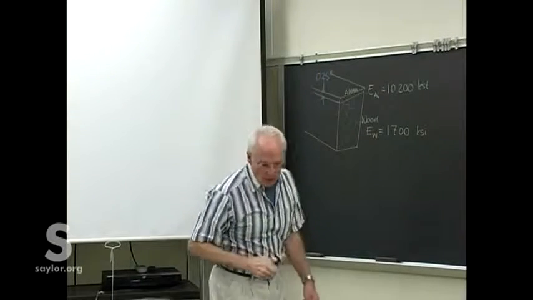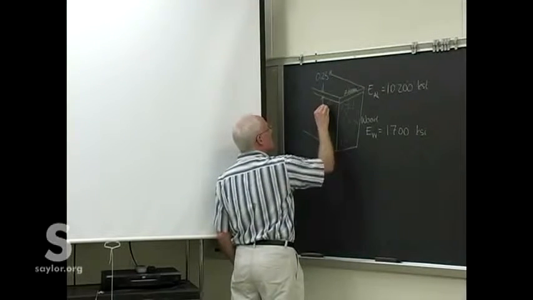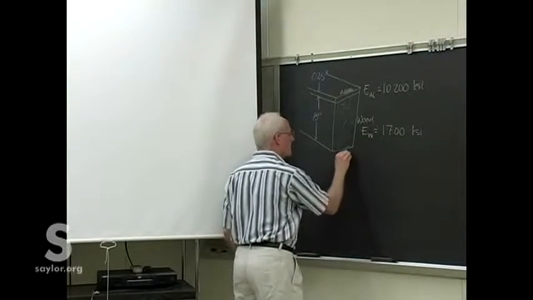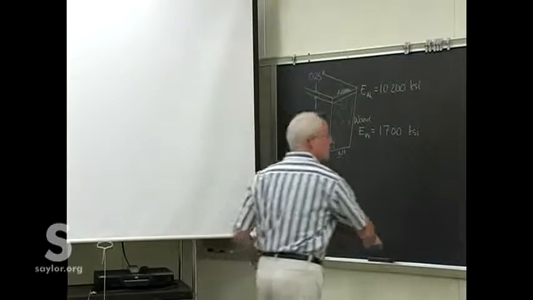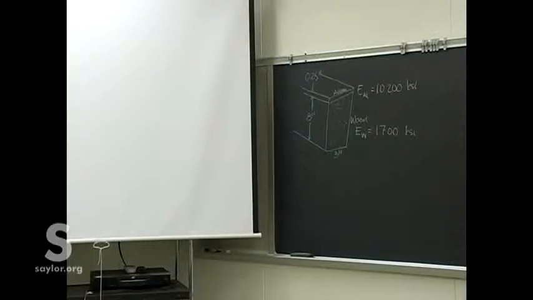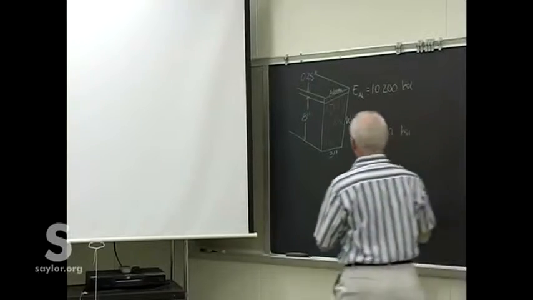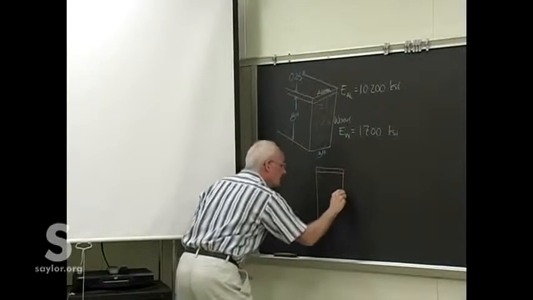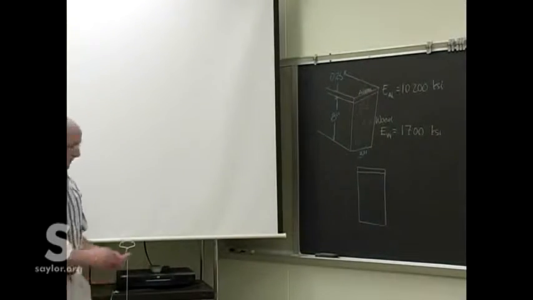The aluminum is 1/4 inch. The wood is 8 inches. The width, 3 inches. Okay, so that's our composite beam. All right, so for pure cross section, it looks like that. Wood on the bottom, aluminum on the top.